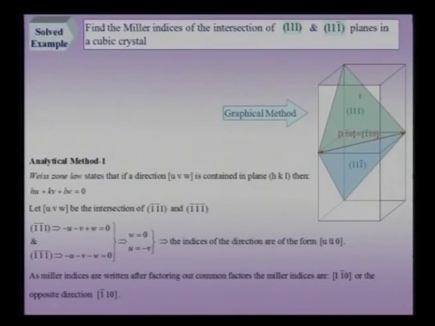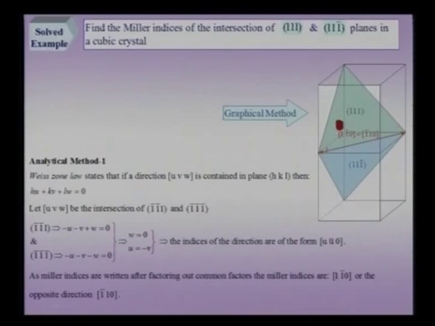So you can see the (1 1 1 bar) plane has intercepts of 1 along the x-axis. So my origin is somewhere here, this is my origin, and this is my x-axis, this is my y-axis, this is my z-axis. Therefore, it has intercepts 1 along the x-axis, 1 along the y-axis, and minus 1 along the z-axis. So graphically you can see that these two planes, the blue plane and the green plane, intersect along this line.